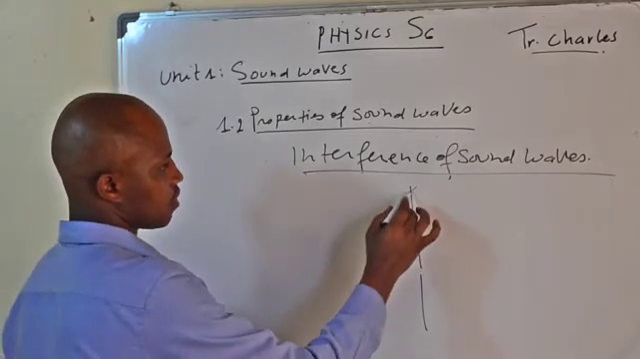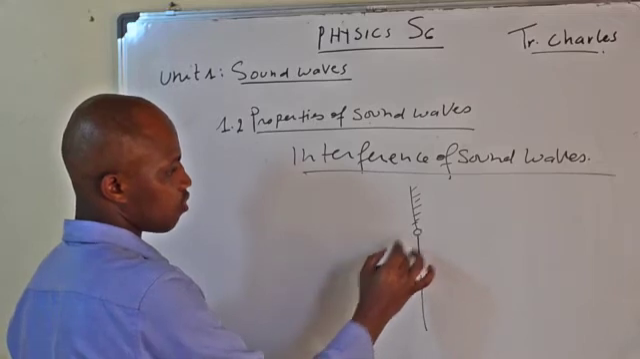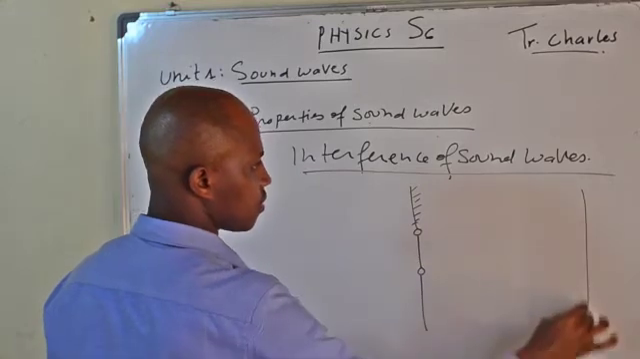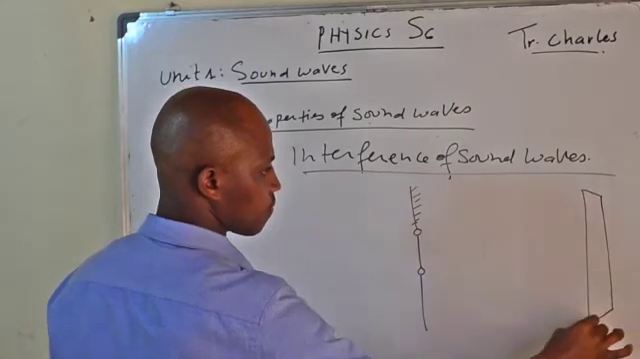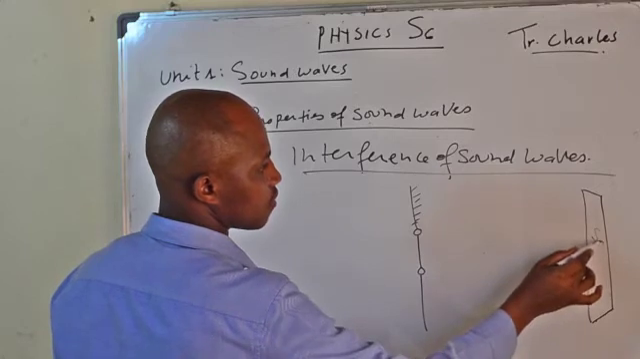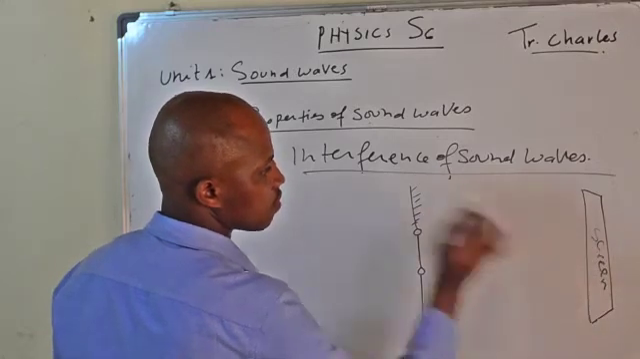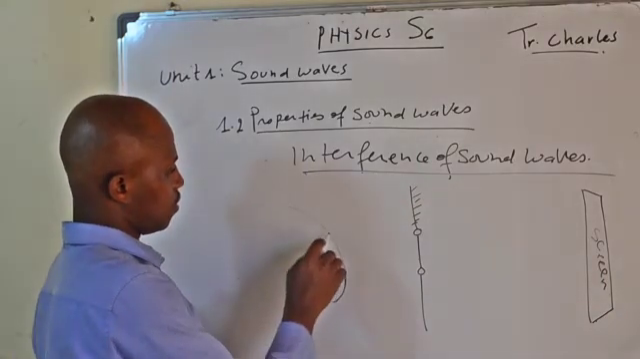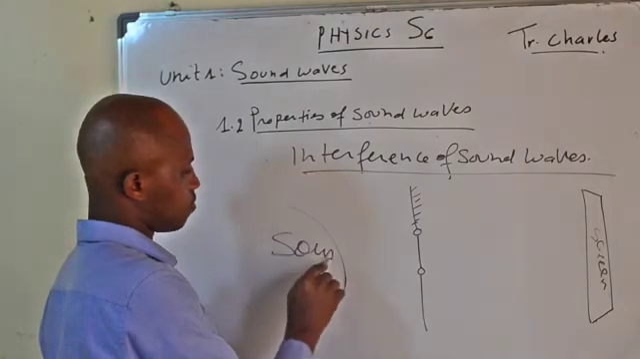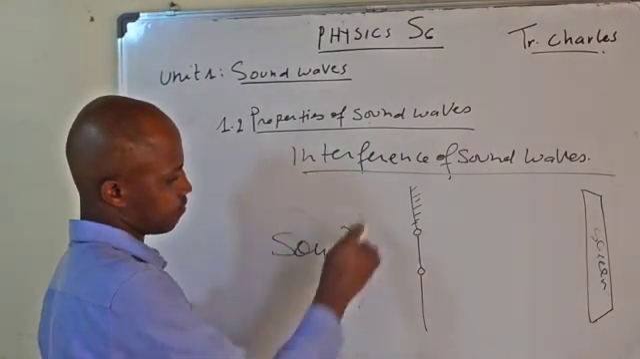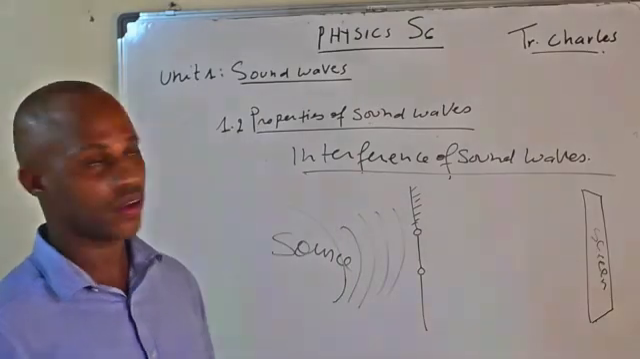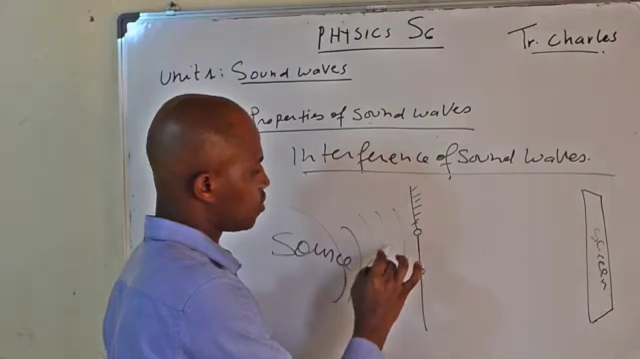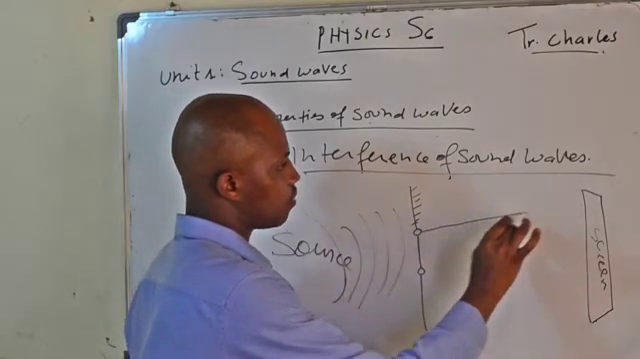So this is an obstacle, but here there is a hole, here there is a hole, okay? So here there is a screen. Now, if you have the source of sound wave here. As it enters here, there is a point that this one will come and meet here.